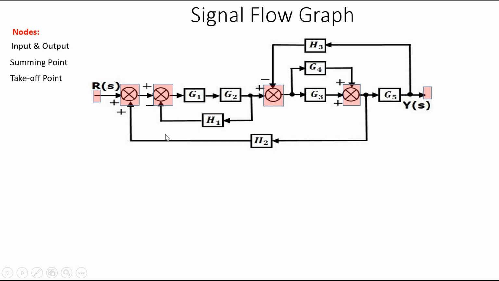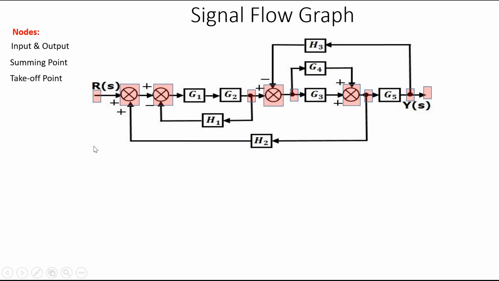Another possibility is the takeoff point. All the takeoff points in the block diagram will be nodes in the signal flow graph. So this will be a takeoff point, so it will be a node in the signal flow graph. Another one is this one, another one is this takeoff point, and another one is this takeoff point.